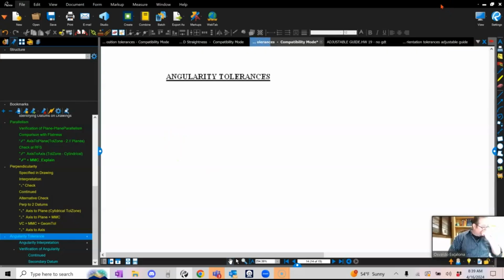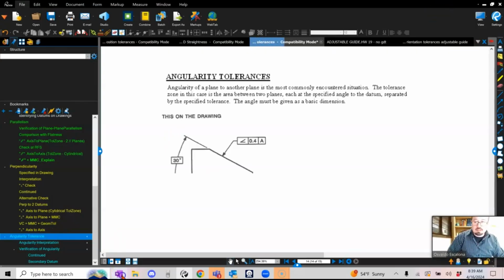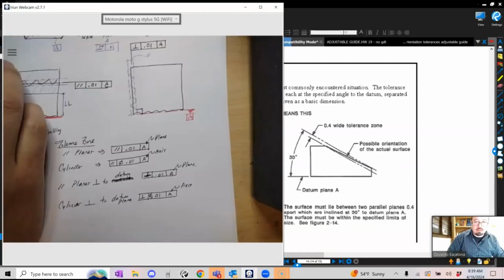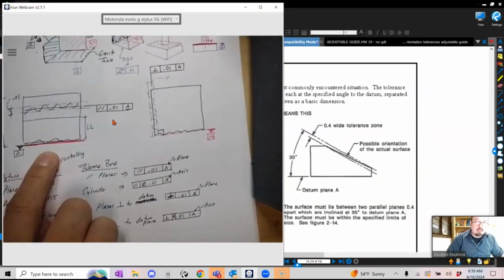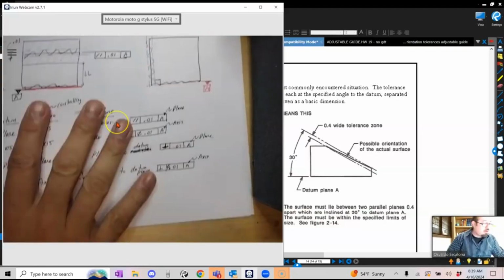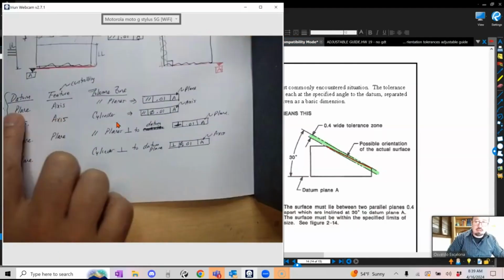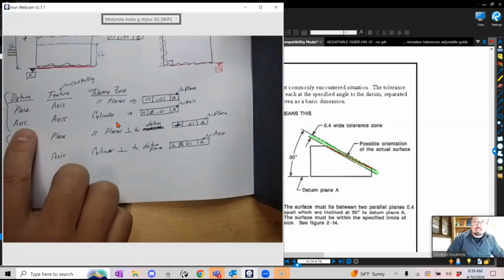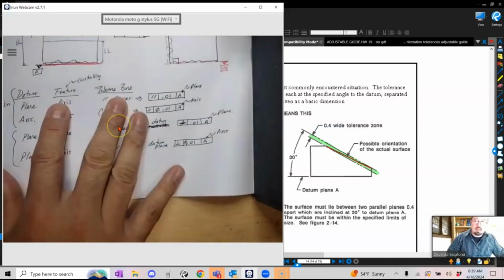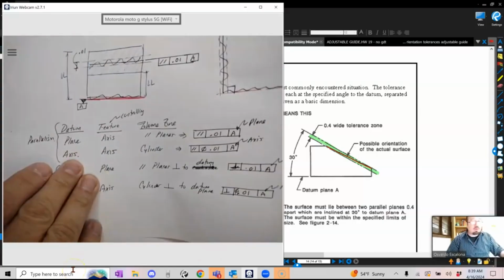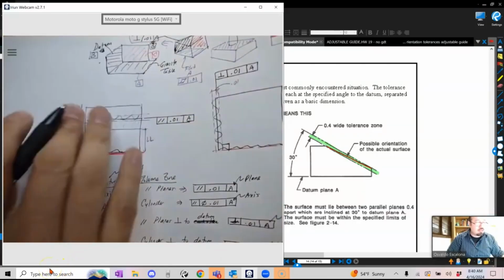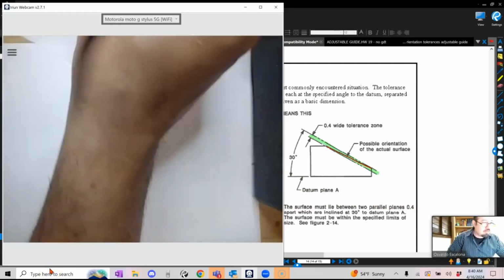The same way that you guys can control a surface, you can control flatness, you can control parallelism, you can control perpendicularity, you can control features of size to planes, or even axis and features of size to features of size for parallelism and perpendicularity. What about if you want to control something that is slightly different? So for this one, another one.